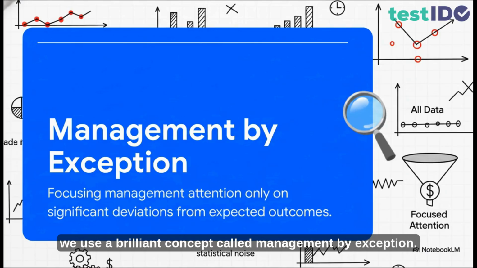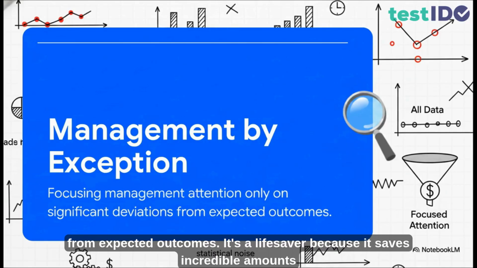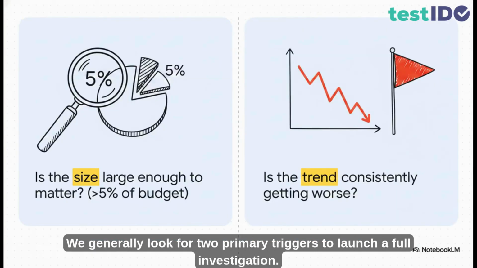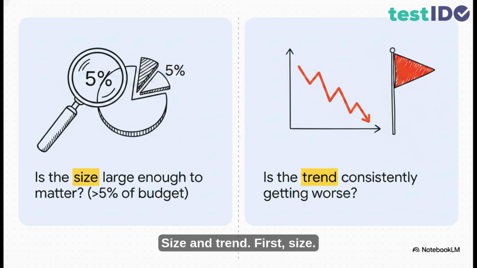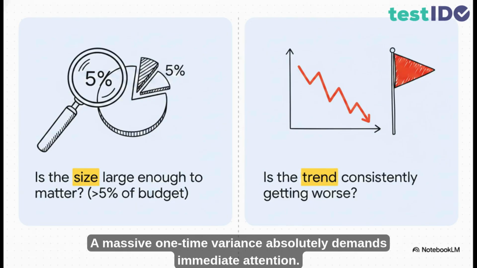And to do this, we use a brilliant concept called management by exception. This is the practice of focusing management's attention only on significant deviations from expected outcomes. It's a lifesaver because it saves incredible amounts of time and resources by simply ignoring all that normal statistical noise. We generally look for two primary triggers to launch a full investigation: size and trend. First, size. Basically, is the variance large enough to even matter? For example, is it greater than 5% of our total budget? A massive one-time variance absolutely demands immediate attention.